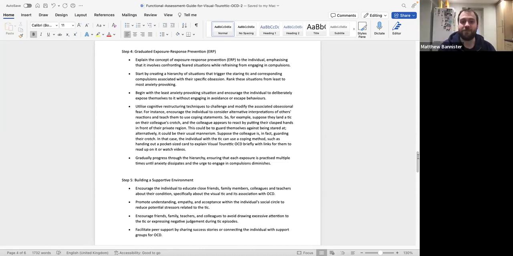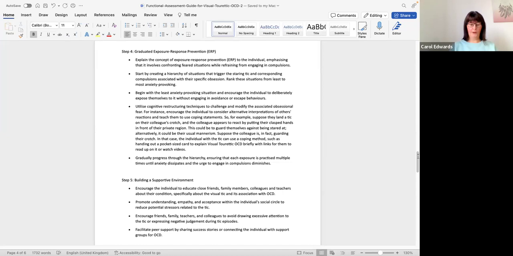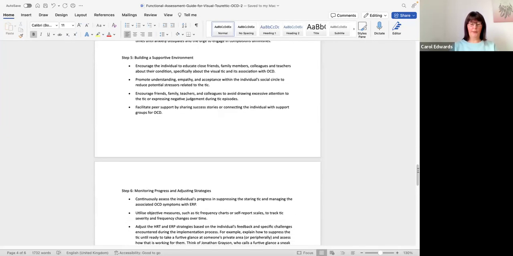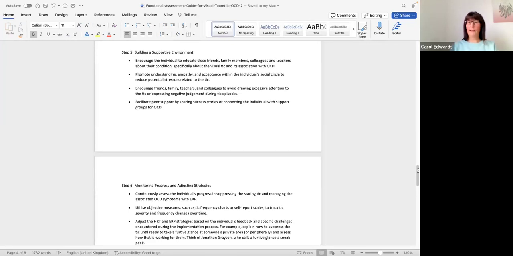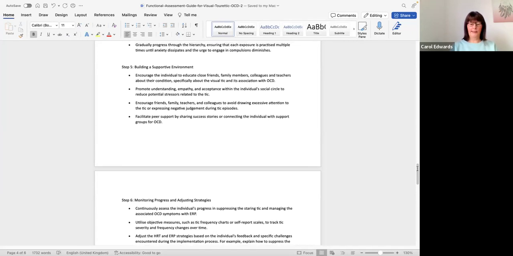Yeah, that's the thing. Okay, so now we come to the exposure anyway. That last one is to gradually progress through the hierarchy, ensuring that each exposure is practiced multiple times until anxiety dissipates and the urge to engage in compulsions diminishes. Therapists who practice ERP will know this anyway, but it's good to mention it for people who want to go to a therapist, so they know what a therapist can do for them.